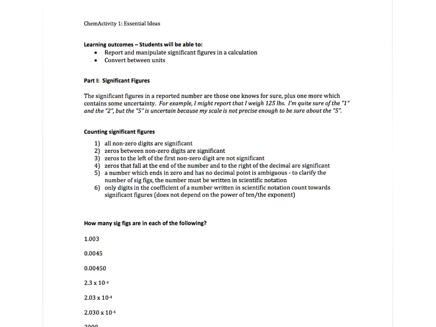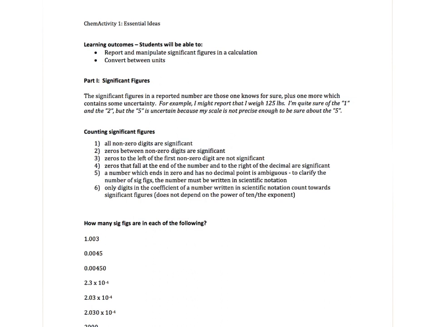So for example, if I report that I weigh 125 pounds, I am certain that it's a 1 in the hundreds place and a 2 in the tens place. So I know I don't weigh 250 pounds, for example. I know it's 120 something. The 5 is uncertain, and that's because my scale isn't super precise. So it might be 126, it might be 124. So I know the 1 and the 2 and the 5 is uncertain. All three of the digits are what we call significant figures or significant digits.